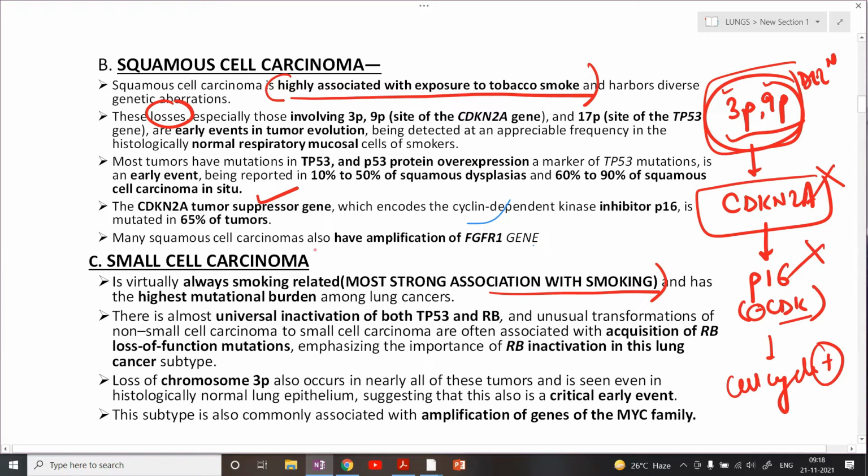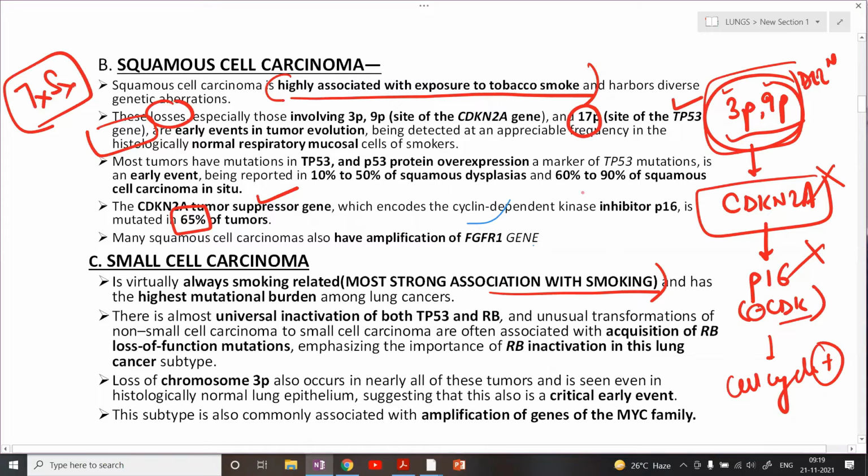This CDKN2A tumor suppressor gene mutation is present in 65% of lung tumors. Not only this, there is also a deletion involving 17p. If you remember, 17p is the site of the TP53 gene, which is the most important and most studied tumor suppressor gene, so I don't need to say much about it.